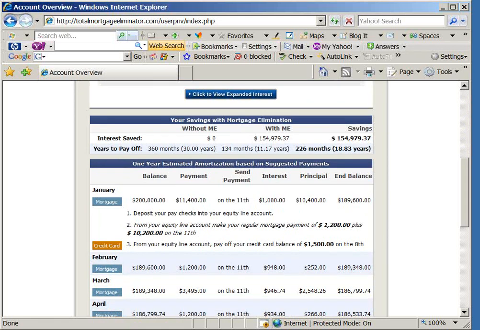And what we're going to ask Tom to do is, for the current month, which happens to be January, we want him to deposit his paychecks into his equity line account, make his regular mortgage payment of $1,200 plus an additional principal payment of $10,200, do that on the 11th of the month. And from his equity line account, we want him to pay his credit card balance off on the 8th of the month for a total of $1,500.